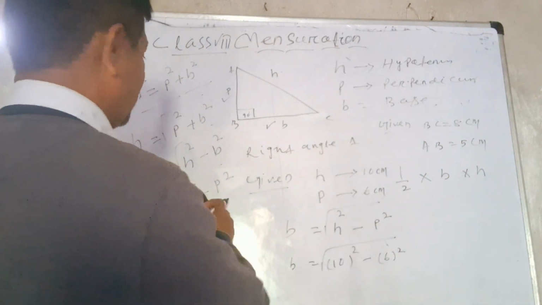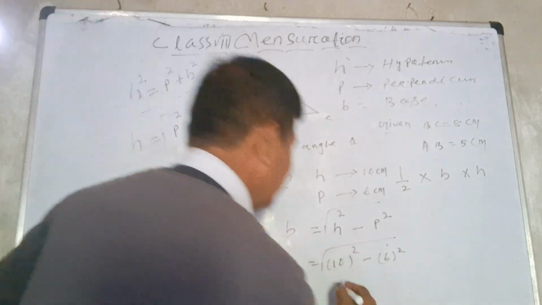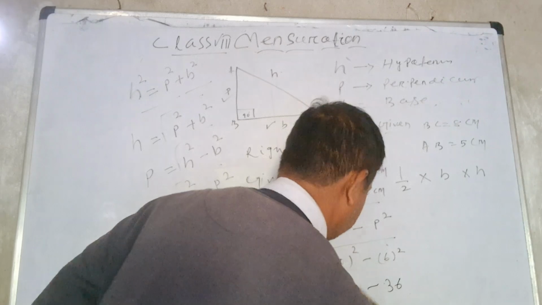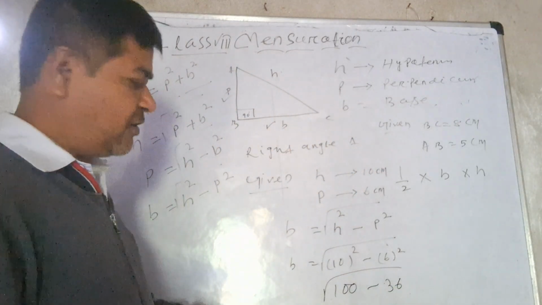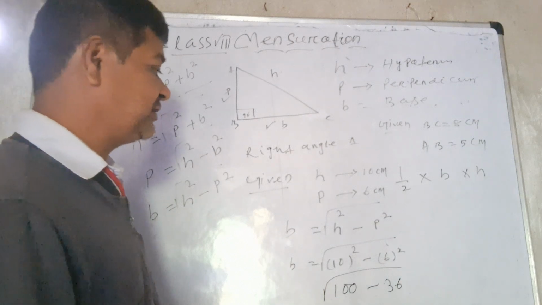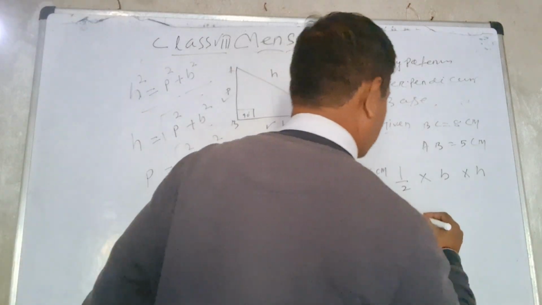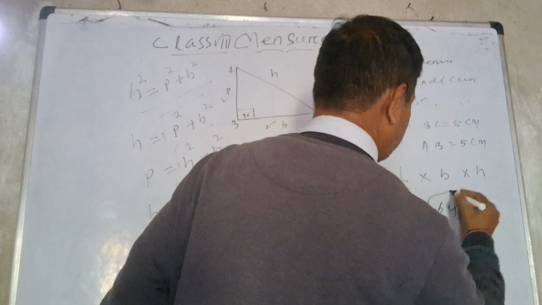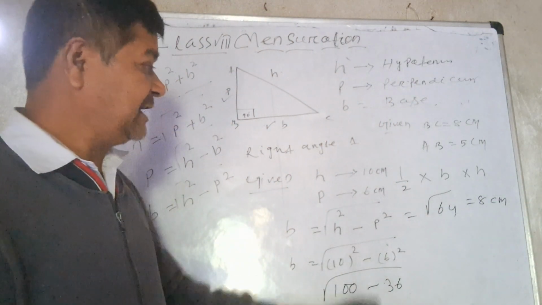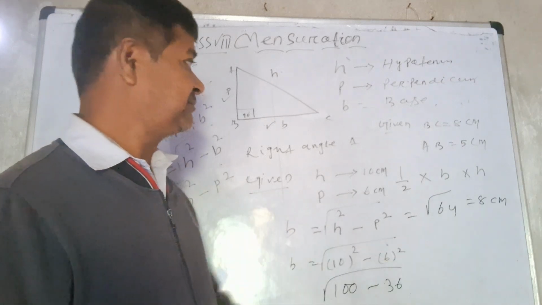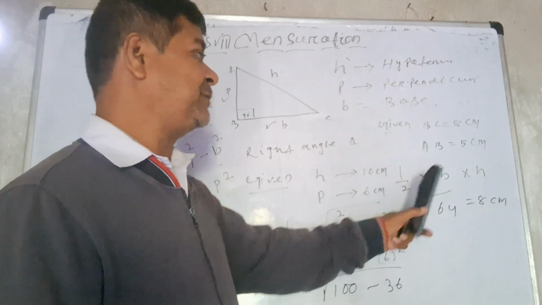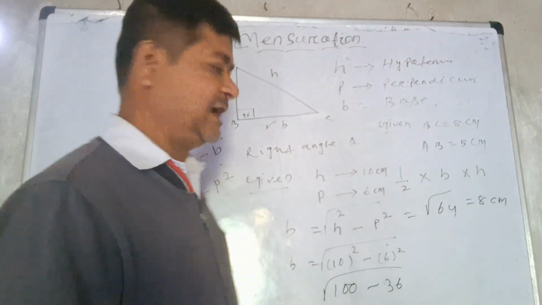To find B, 10 square is 100, 6 square is 36, root over 100 minus 36 equal to root over 64 equal to 8 cm. So B is 8 cm. Then apply the formula half into B into H, the area of this triangle.